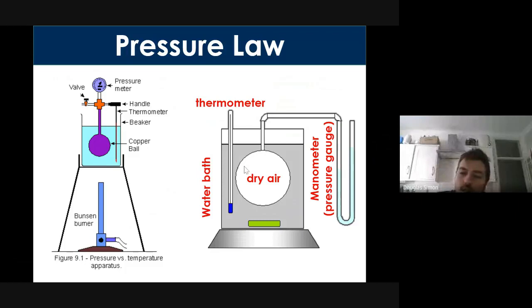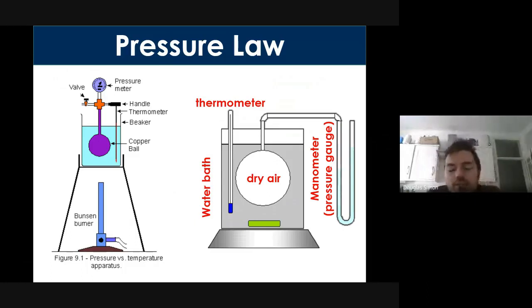What else is interesting here? Well, it says dry air inside. What does dry air mean? Well, it means that basically there's no water in the air. So we've managed to remove all the water, we've removed all the humidity. Why is that important? Well, we don't want any impurities, effectively.